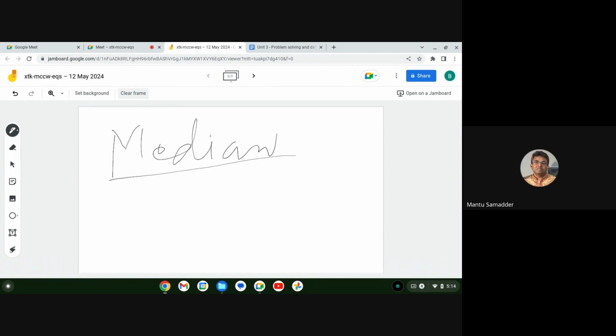Median is the middle number. If there is a sequence of odd numbers, the middle number will be the median. So I have 8, 11, 9, 17, 21, and 10, or let's say 26 also. Can you tell me what will be the median for this one? It's 9.